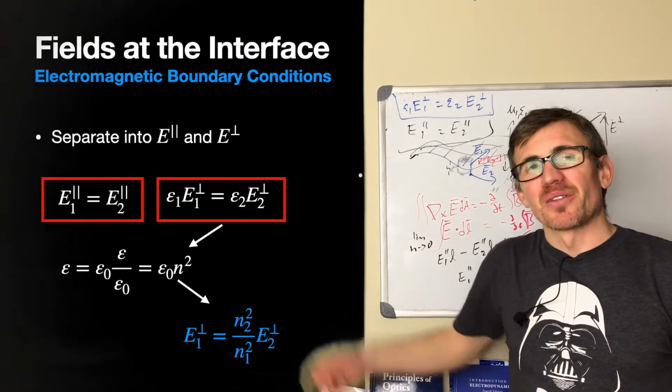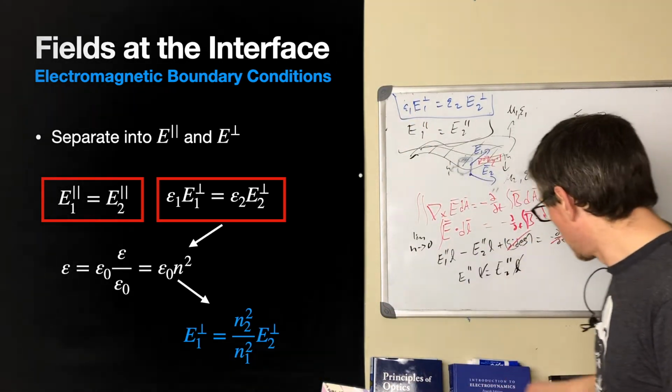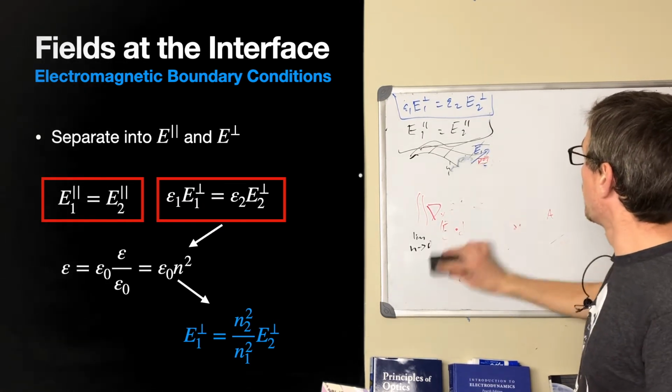This is what we're starting with, all right? We have these boundary conditions relating the field above and below an interface. And we're going to use this.